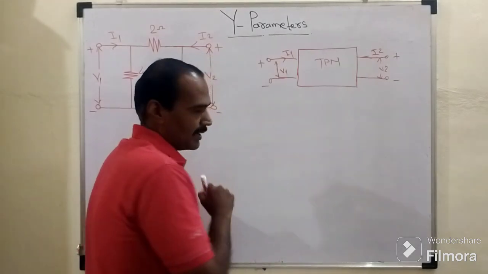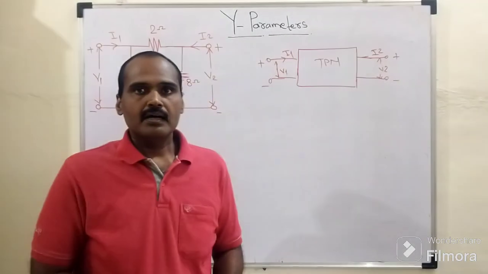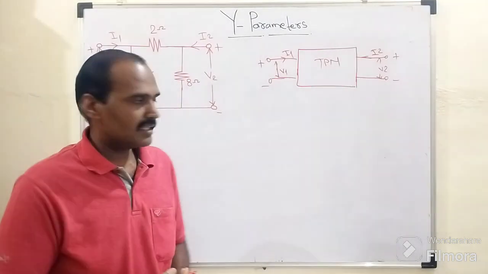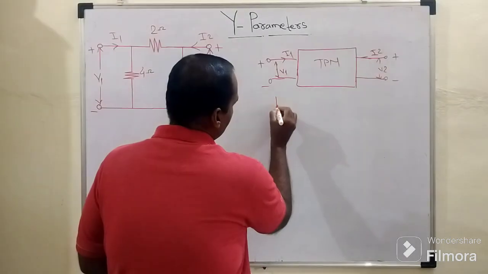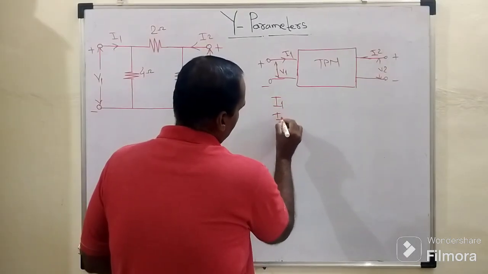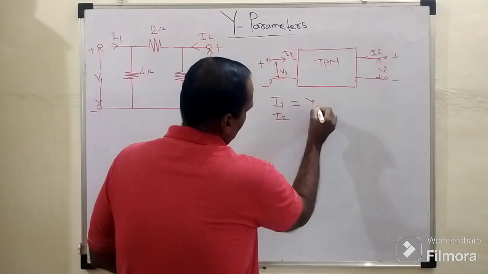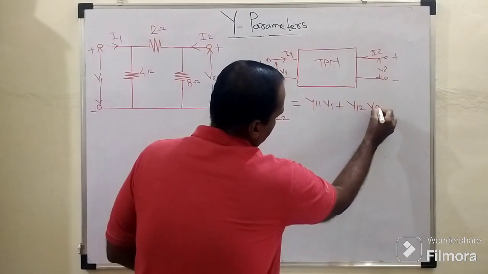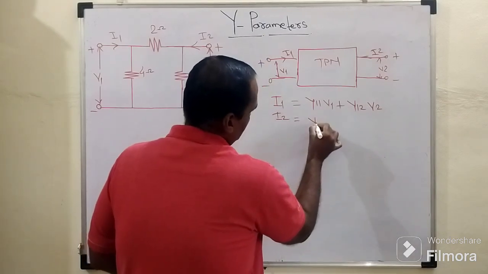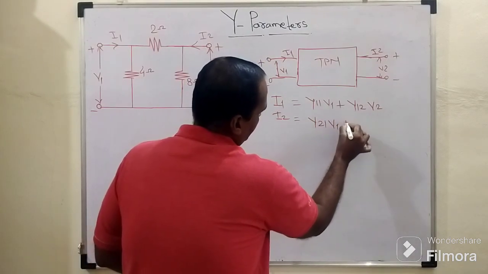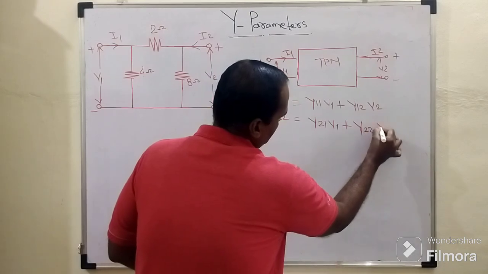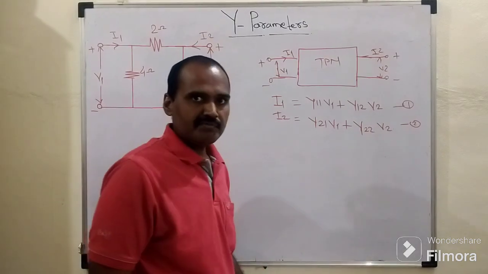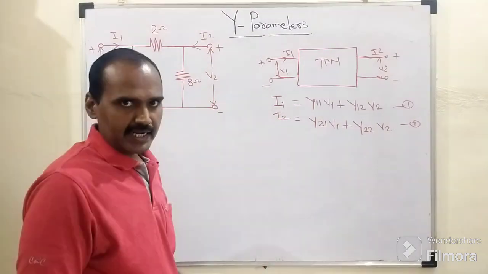In the case of the Y parameters, as compared to the Z parameters, the two currents are the dependent variables and the voltages are the independent variables. Accordingly, the system equations are I1 equals Y11 times V1 plus Y12 times V2, and I2 equals Y21 times V1 plus Y22 times V2. These two are the system equations in which the dependent variables are I1 and I2.